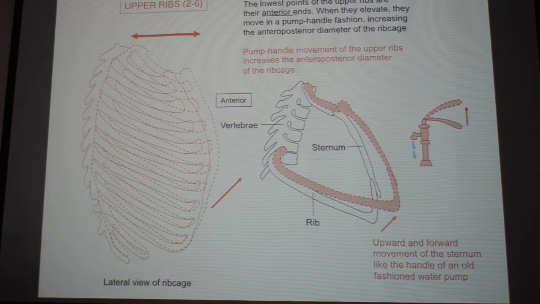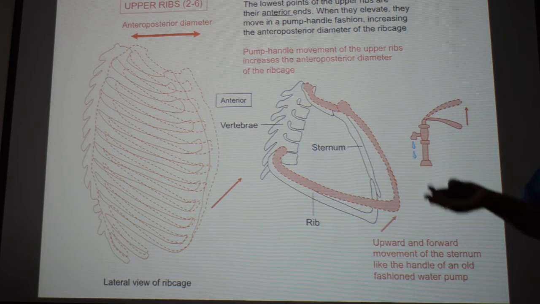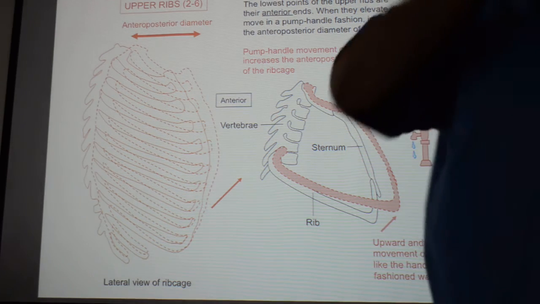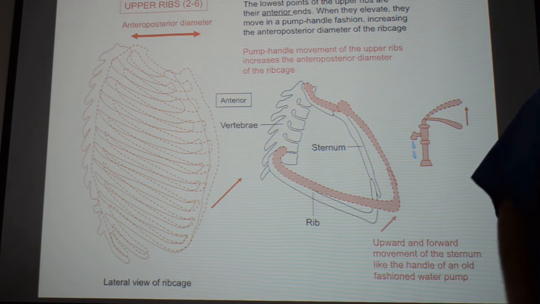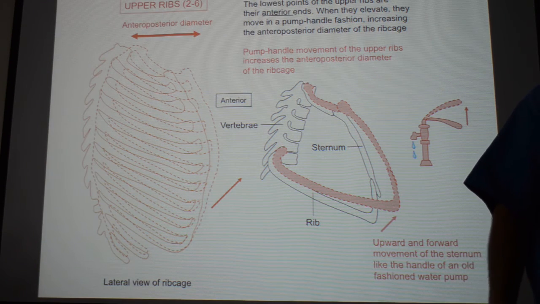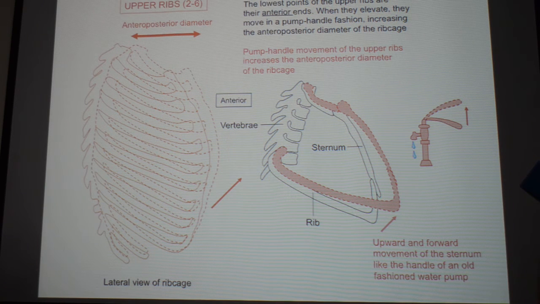So we widen up the transverse diameter, are we? Yes. So the AP diameter has been broadened. There is more space because we are preparing. When we increase the space, we accommodate more air. Right? So the main movement is on the costo-what? Costo-vertebral joints. The joint between the ribs and the vertebrae.